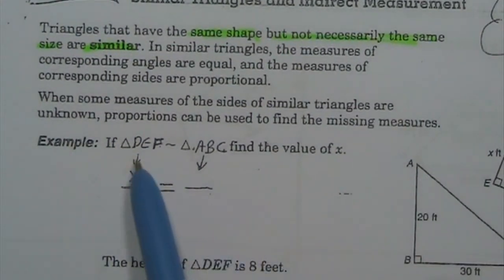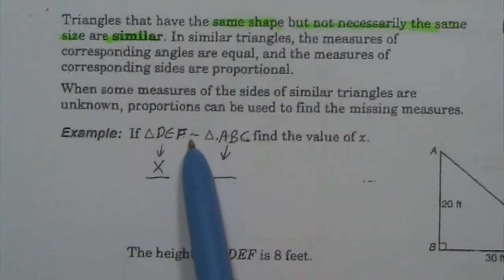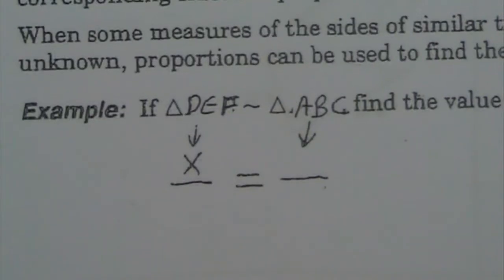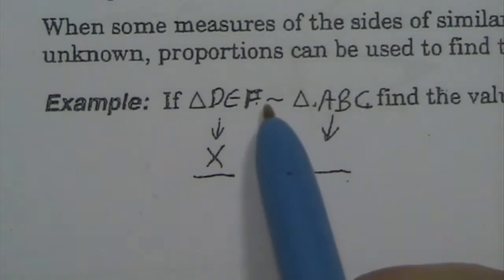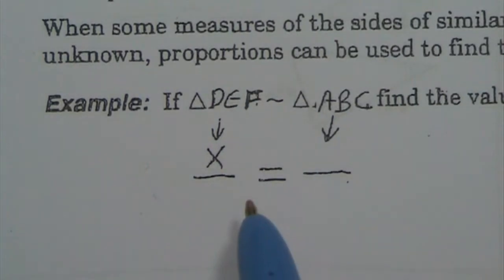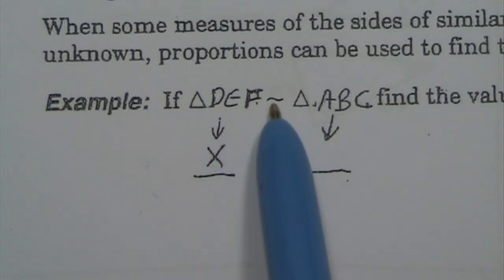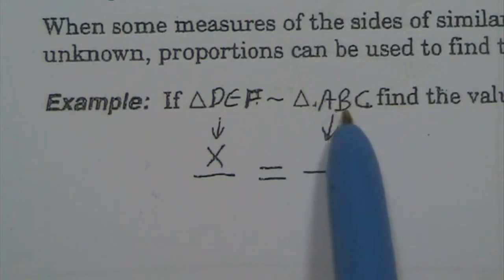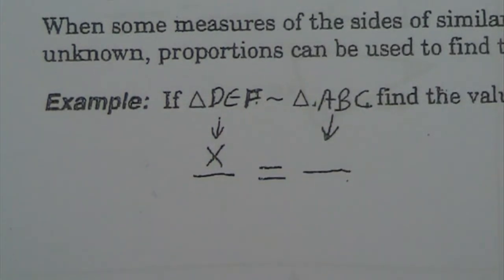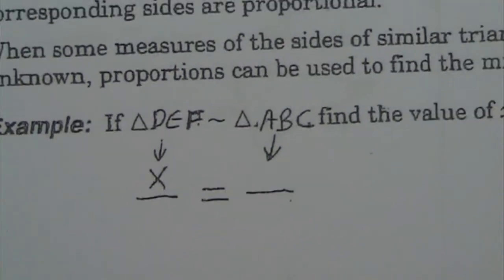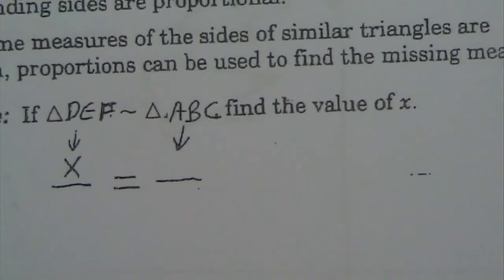So, notice this little symbol right here, this little squiggly line. Let me just zoom in there. Okay, that squiggly line is for the word similar. So, it says if triangle DEF is similar to triangle ABC, find the value of x. Okay, and so what we'll do is we'll set up a proportion. And let's take a look at DEF.